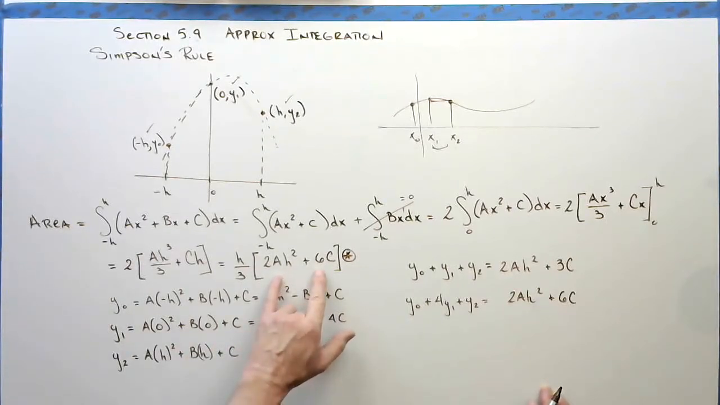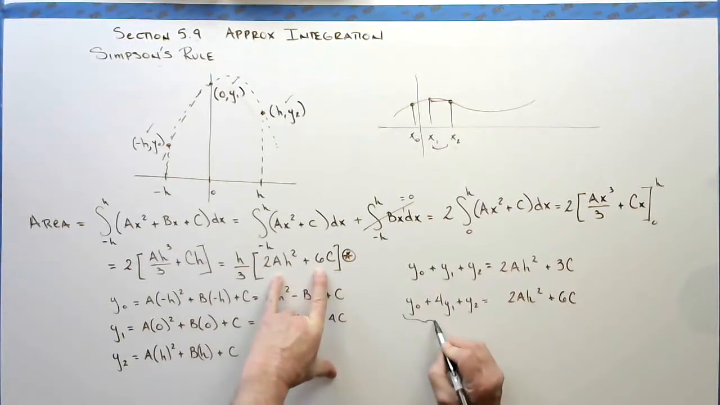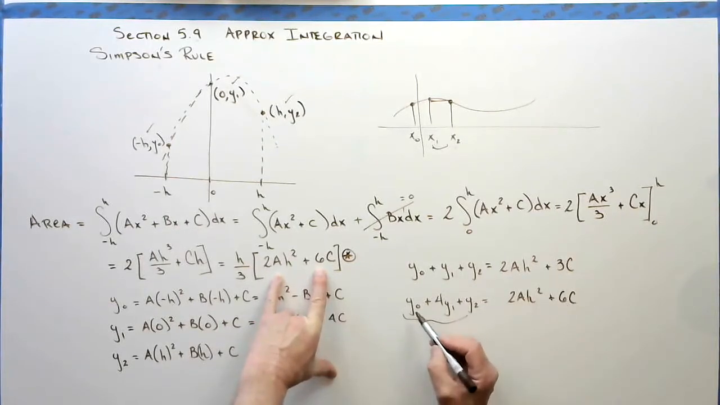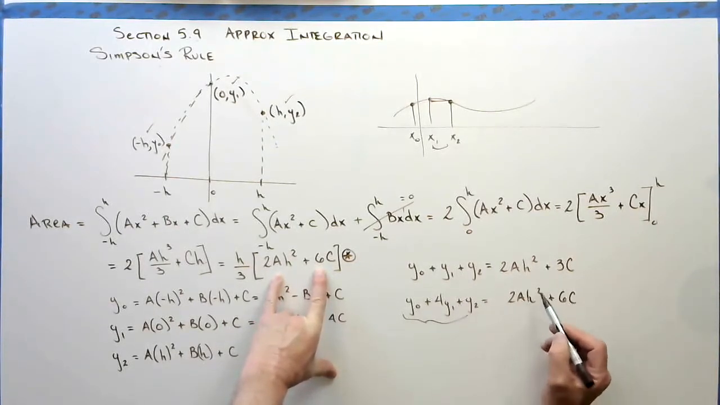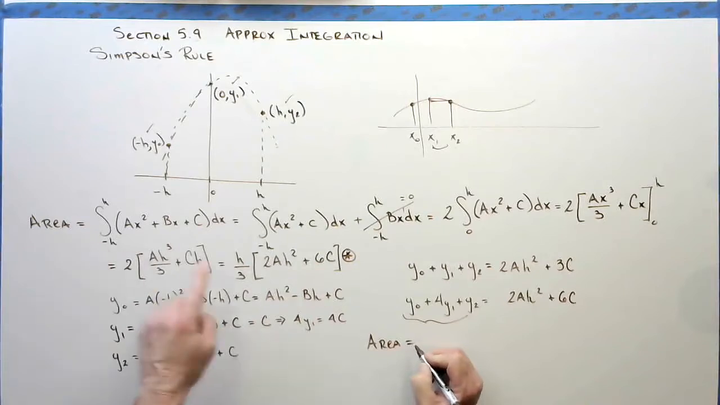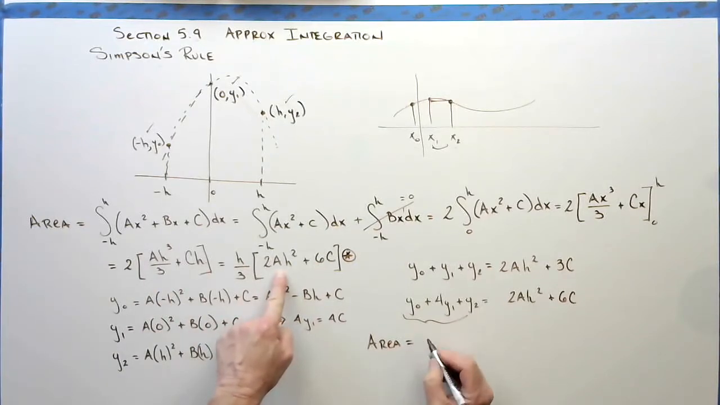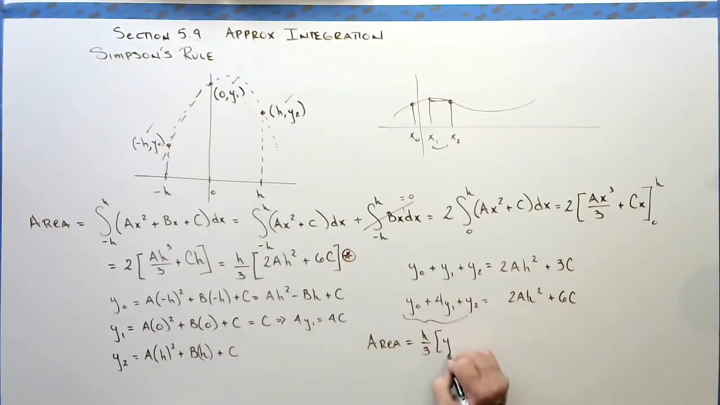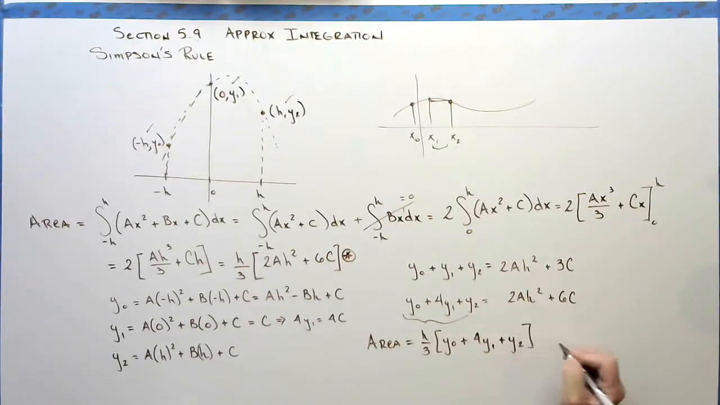But now we have another expression right here for 2AH squared plus C. We have another expression for 2AH squared plus 6C. So what we can say now is the area under our parabola here is equal to this. But we can rewrite that as h over 3 times, instead of 2AH squared plus 6C, why not, plus 4 y sub 1s plus y sub 2.